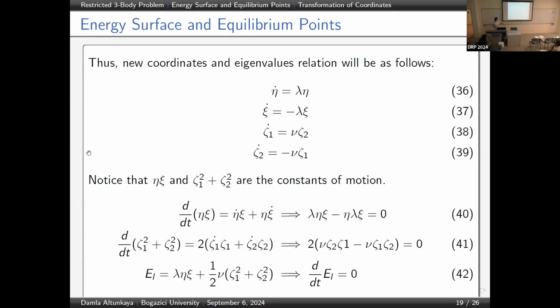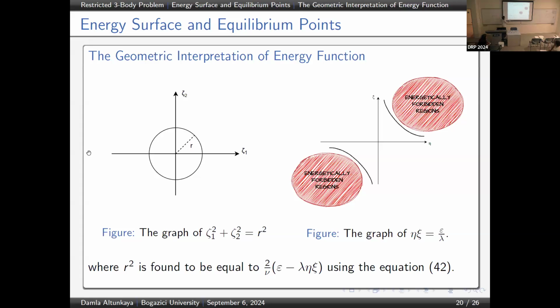I will define my energy function again in terms of the constants of motion, and I will evaluate this function geometrically. I make this part equal to r squared. So this will give me a circle whose radius is r. And this will give me this solution. Those are my forbidden regions because my energy doesn't allow me to go through that.